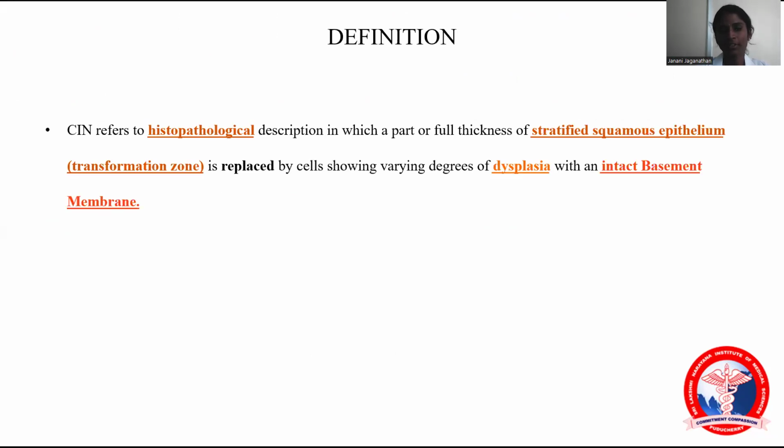Moving on to the definition of cervical intraepithelial neoplasia, CIN is a histopathological description in which part or full thickness of the stratified squamous epithelium, that is the transformation zone, is replaced by cells showing varying degrees of dysplasia with an intact basement membrane. This intact basement membrane along with dysplasia is the characteristic feature of CIN.